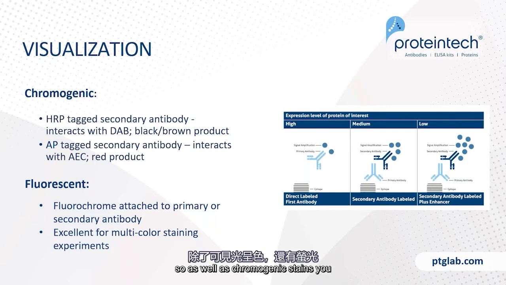As well as chromogenic stains, you have fluorescent staining. Fluorescent staining is where we have a fluorochrome attached to our primary antibody as direct immunofluorescence, or attached to its secondary antibody as indirect immunofluorescence. And fluorescent staining is excellent for multicolor staining panels.